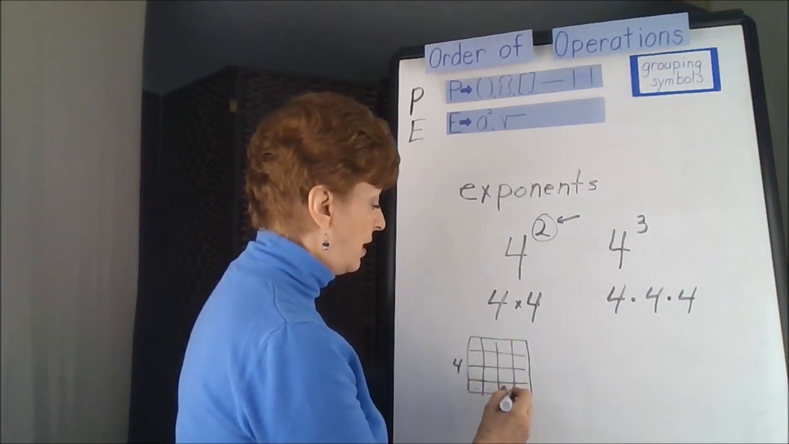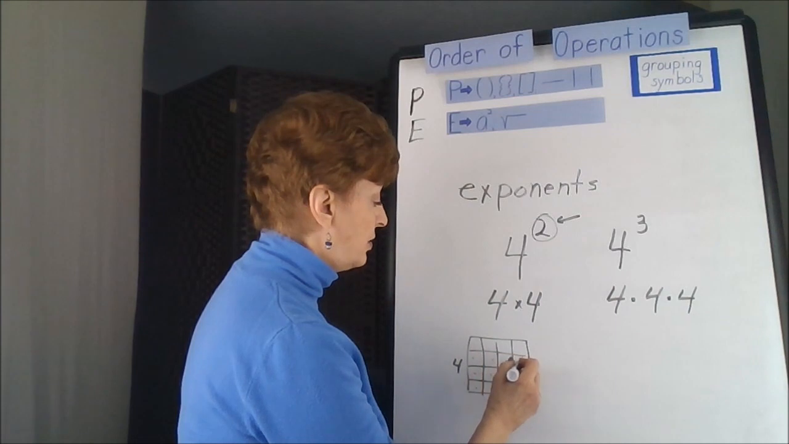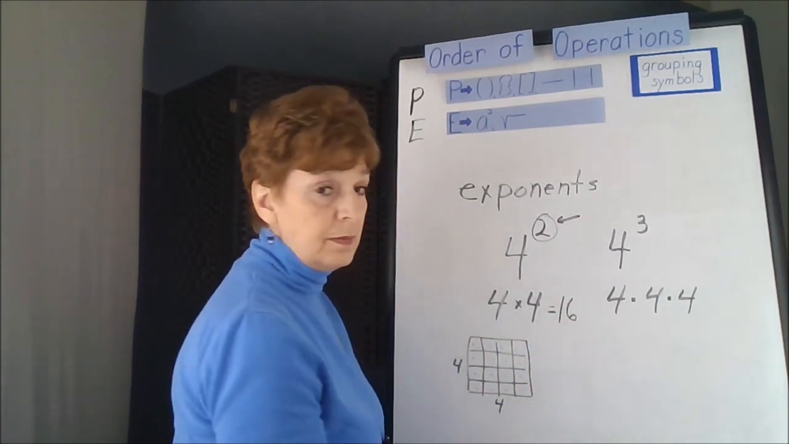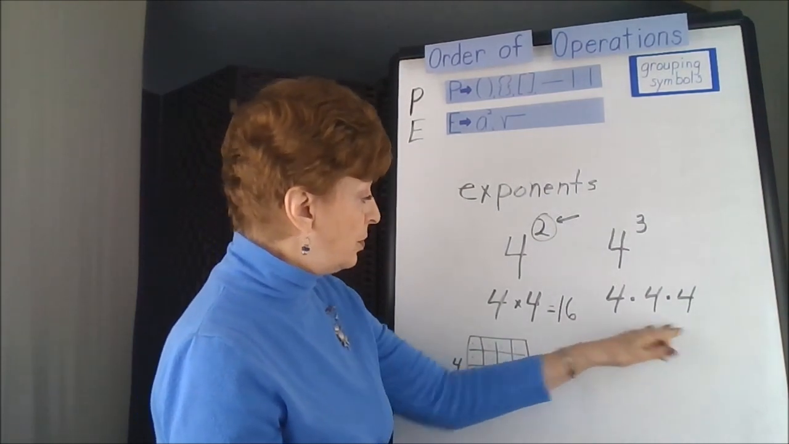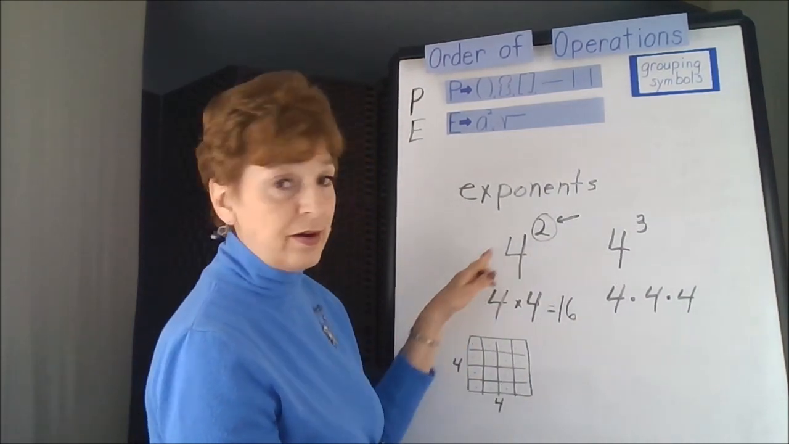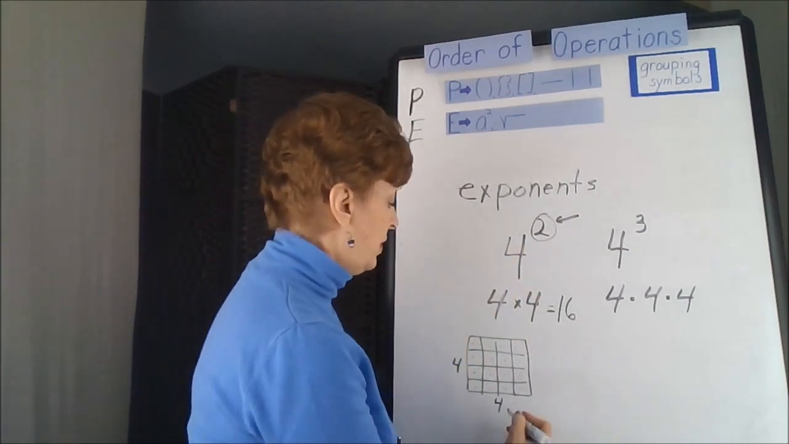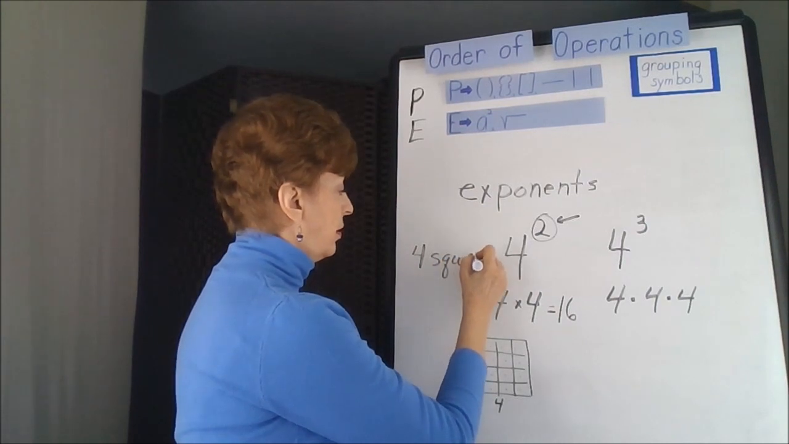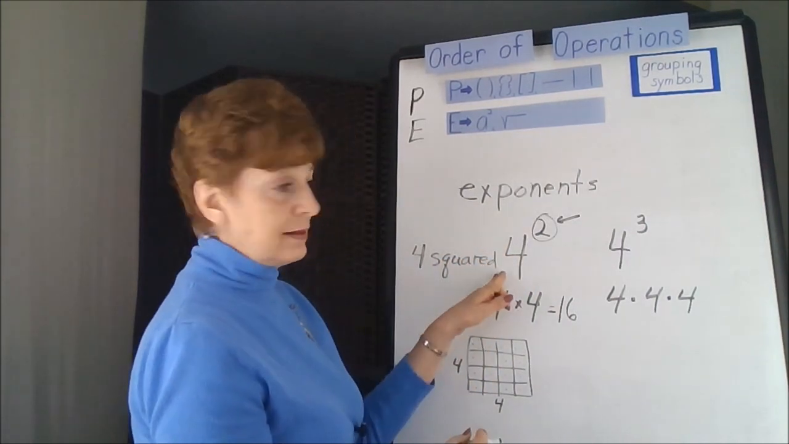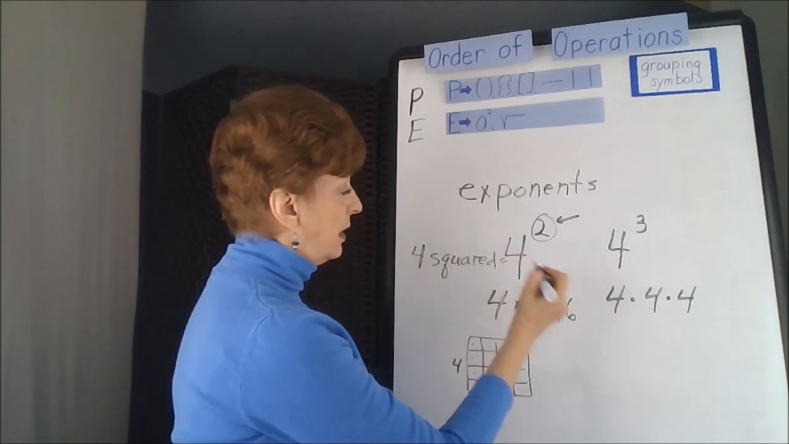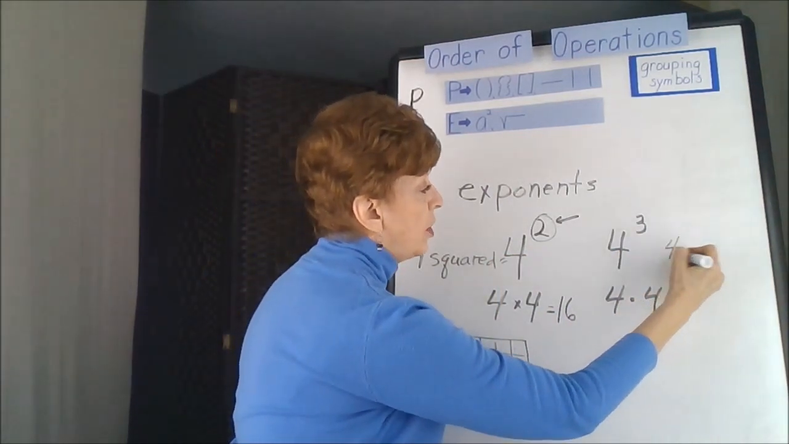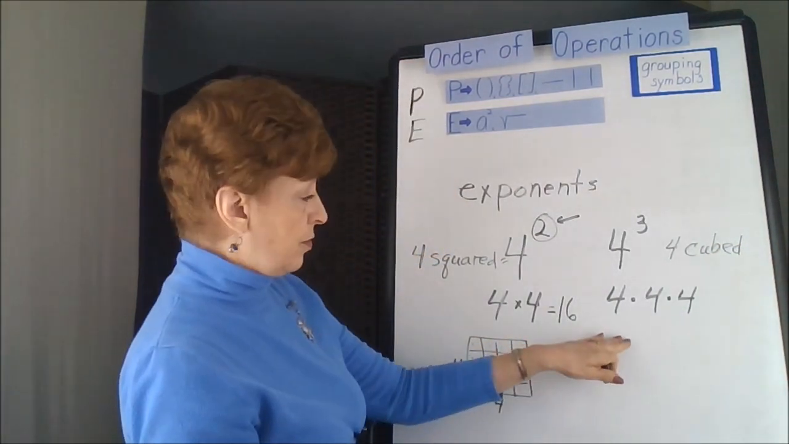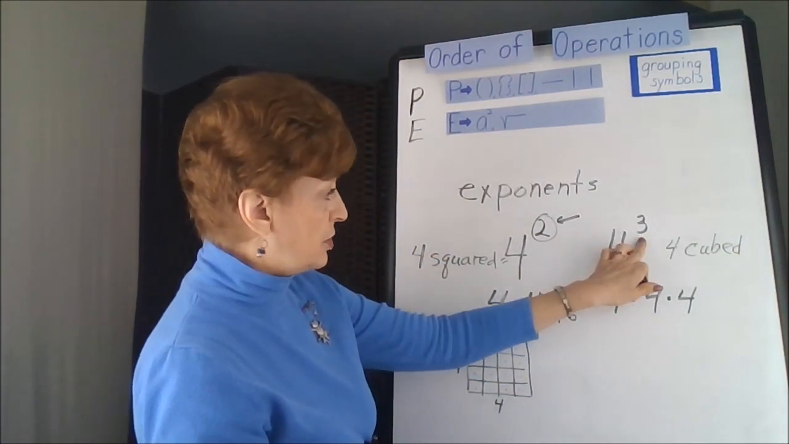of 1, 2, 3, 4, 5, 6, 7, 8, 9, 10, 11, 12, 13, 14, 15, 16. And 4 times 4 is 16. This is called a square, it's 4 squared, that's how you read that, this number right here. This one would be 4 cubed, because you have 3 4s. That's what your exponent tells you.